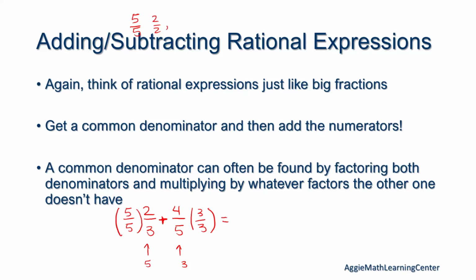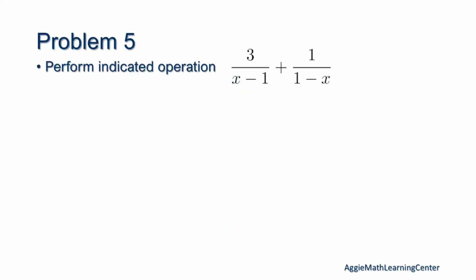Okay, so this one on the left here would turn into 10 over 15, 5 times 2, and then 5 times 3. And then plus this other one, this is 12 over 15. And now I can add the top, so now this is 22 over 15, and then keep the denominators the same. Okay. And it's the same thing with subtraction. We would just have to get the same denominators, then we can just subtract the numerators across. Okay. Let's do this one.